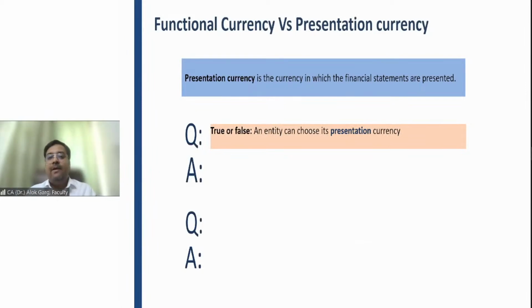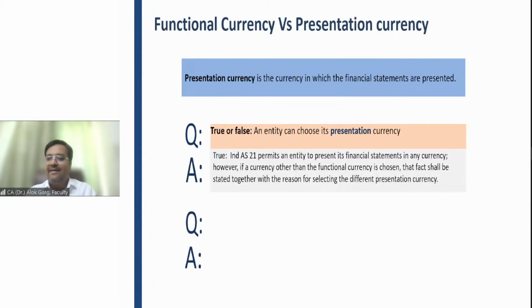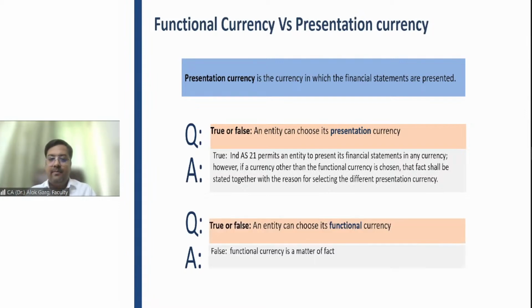Presentation currency. Presentation currency is a currency in which financial statements are presented. So tell me, an entity can choose its presentation currency, right or wrong? Yes, it is right. An entity can choose its presentation currency. For example, HSBC Bank. It's a global bank listed on 5 stock exchanges. They have chosen US dollar as their presentation currency, right?